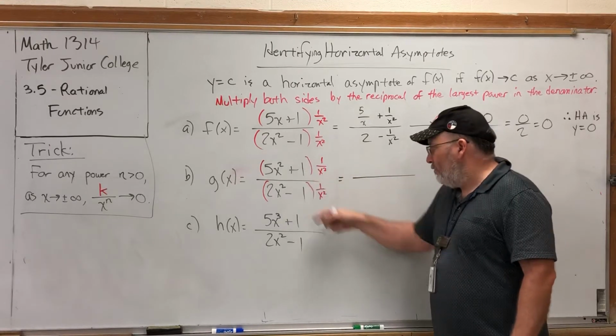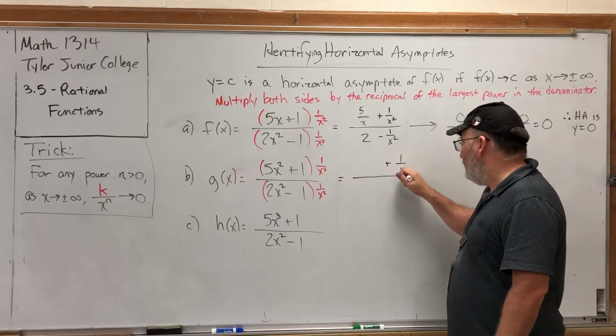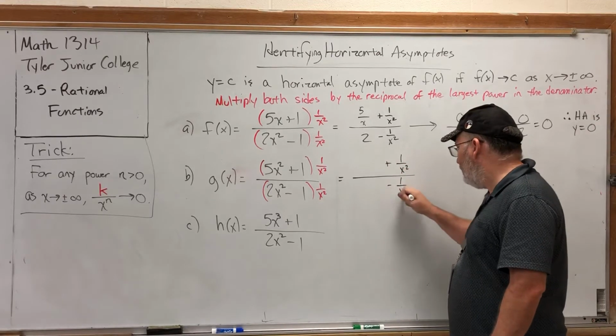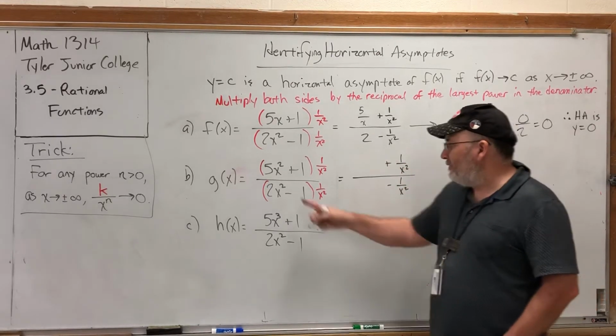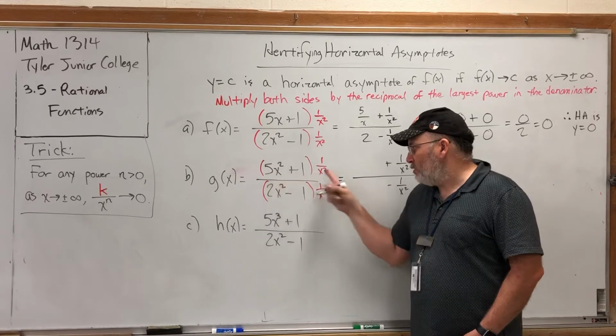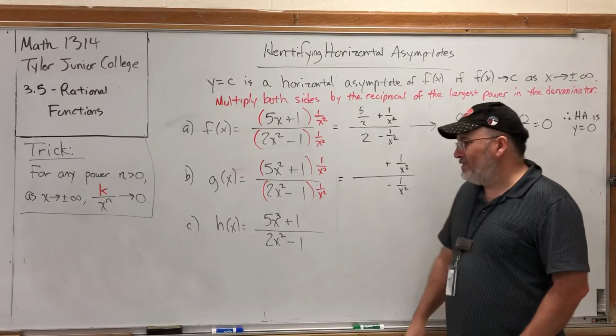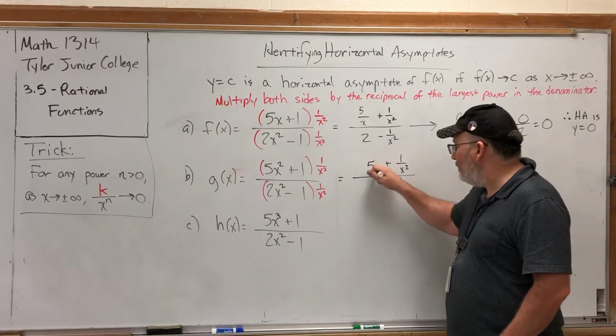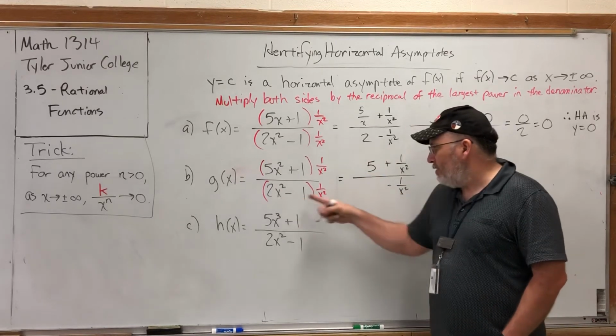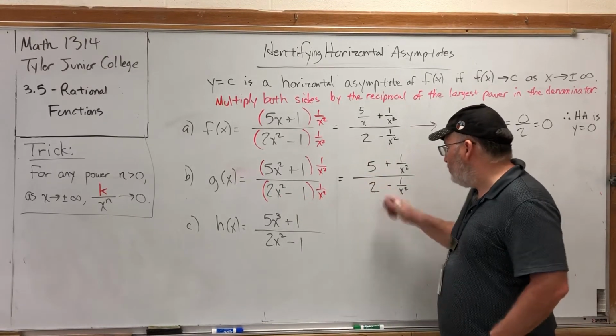Again, the 1 and the negative 1, those are predictable. Those are easy to multiply by. But what would happen with the 5x squared? The 5x squared times the 1 over x squared, the x squareds would cancel, leaving just a 5. And the same thing would happen here. The x squareds would cancel, leaving just a 2.